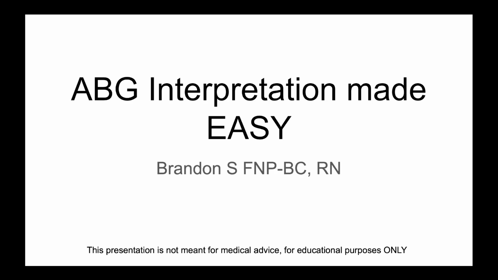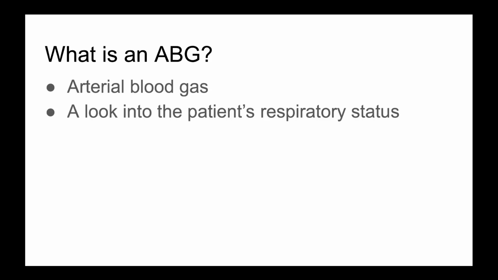So we have to talk first, what is an ABG? An ABG is an arterial blood gas. That's an arterial blood sample that's taken to really show us the patient's respiratory status. And it can give us some valuable information as well about what might be going on with this patient clinically.